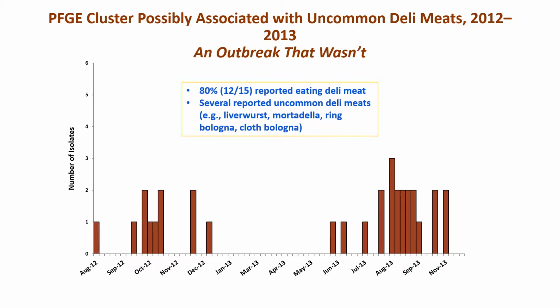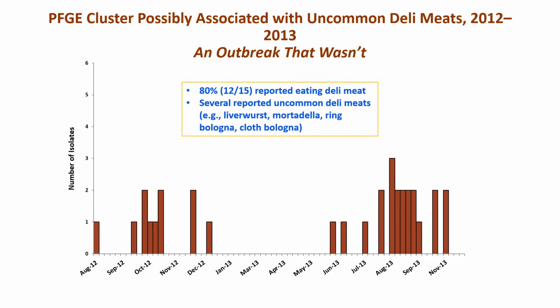This is another example of how whole genome sequencing was able to break up a cluster that PFGE identified. This is another example from when we started whole genome sequencing in PulseNet, and it was a potential cluster associated with uncommon deli meat. You can see on the epi curve on the bottom, the cases are signified by those bars, and there were slight increases in this PFGE pattern in cases over a two-year period, 2012 and 2013. The majority of the cases reported eating these uncommon deli meats, and some of the examples are listed here.